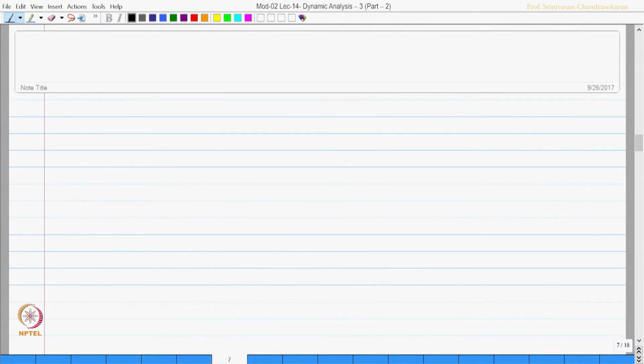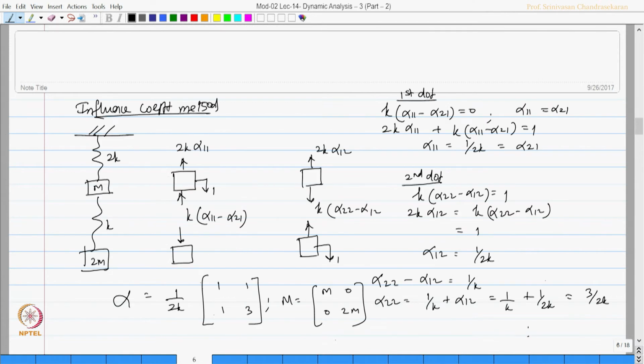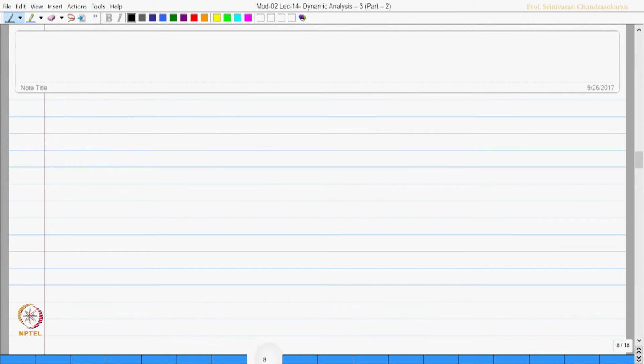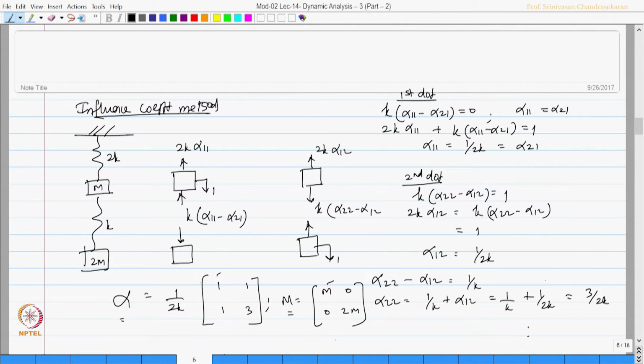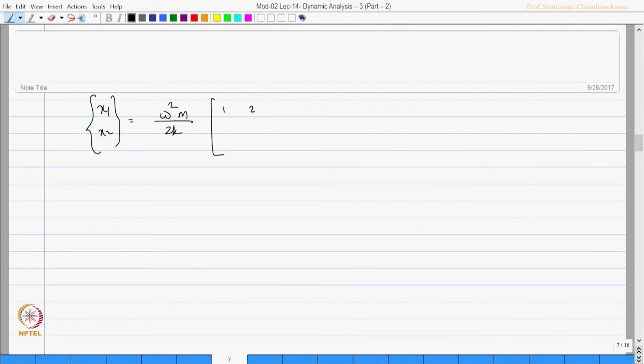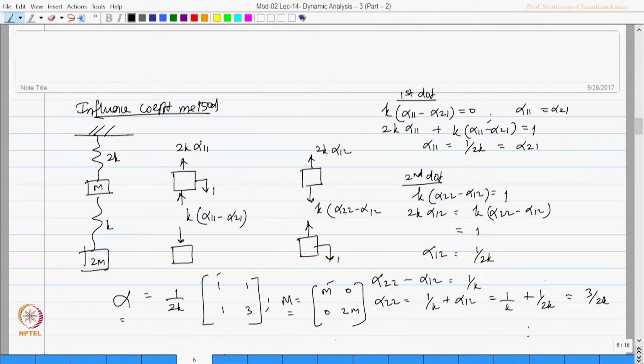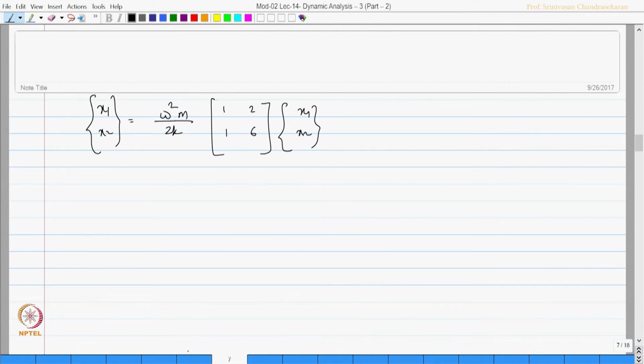Now, write the governing equation for iteration. It is going to be x₁ x₂ equals ω² m by 2k, because m and 2k are constants in the alpha and m matrices. Then I have to multiply the alpha matrix with the mass matrix. I get the first column as simply 1, and this with this is going to be again 2, and it is going to be 1 and 6 of x₁ x₂, because this is m and 2m. Therefore, this is 1 2 and 1 6.